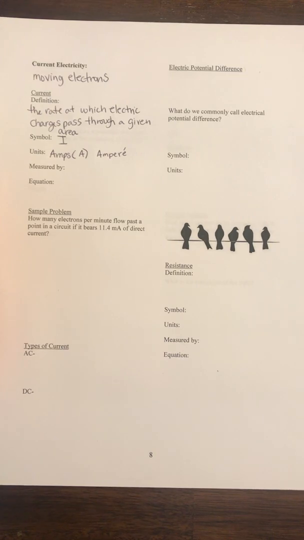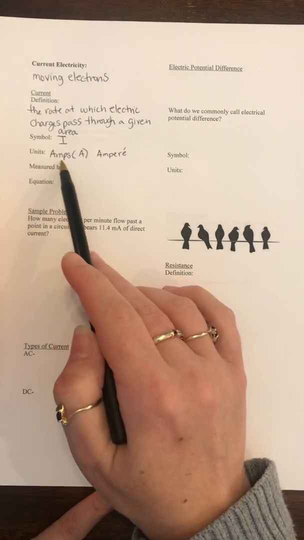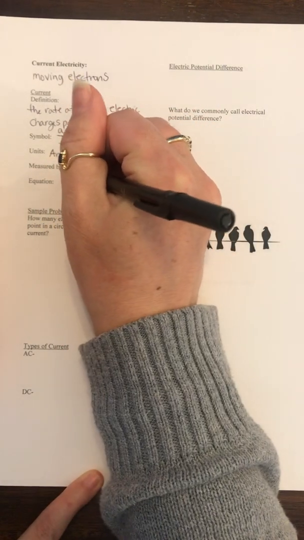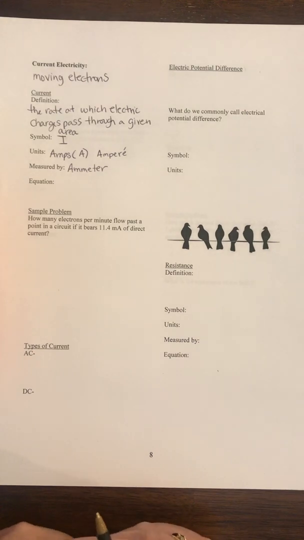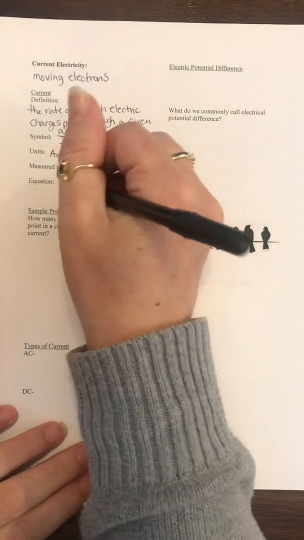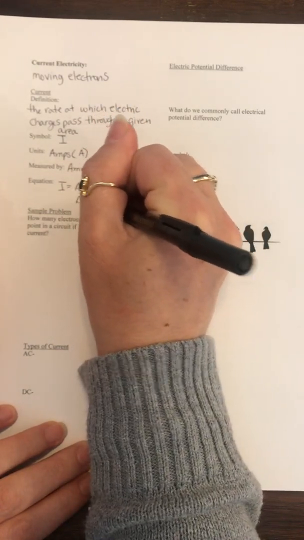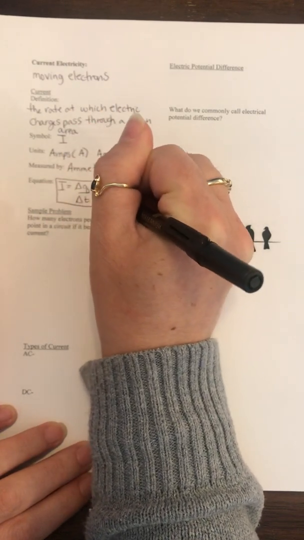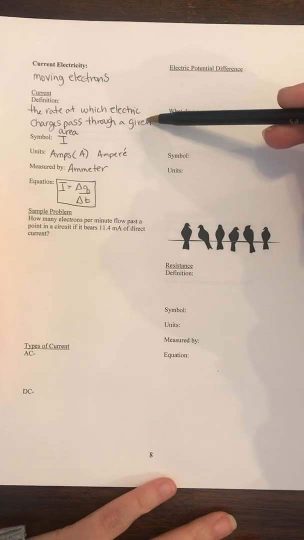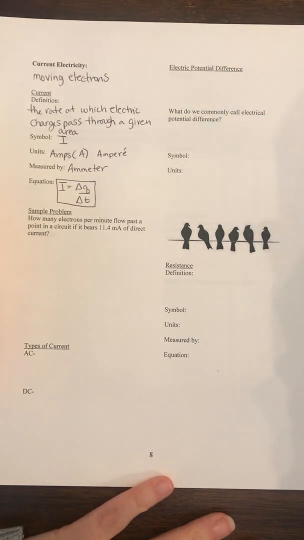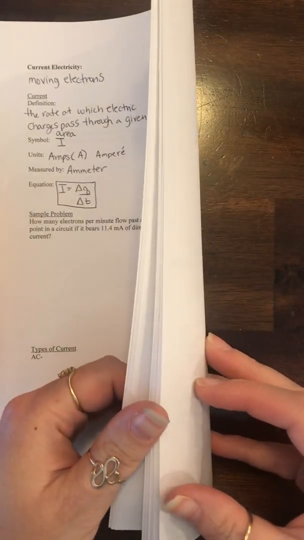All right, so current, it turns out, since current has units of amps, is measured by an ammeter. Why isn't it an amp meter? Well, that's a great question, which I don't know the answer to. It seems like it would make sense if it was an amp meter, but for whatever reason they call it an ammeter. Okay, and good news, we get an equation here for current, which says that current is equal to the change in charge over the change in time. And this just goes back to the idea that the rate at which charges pass through a given area is called current.